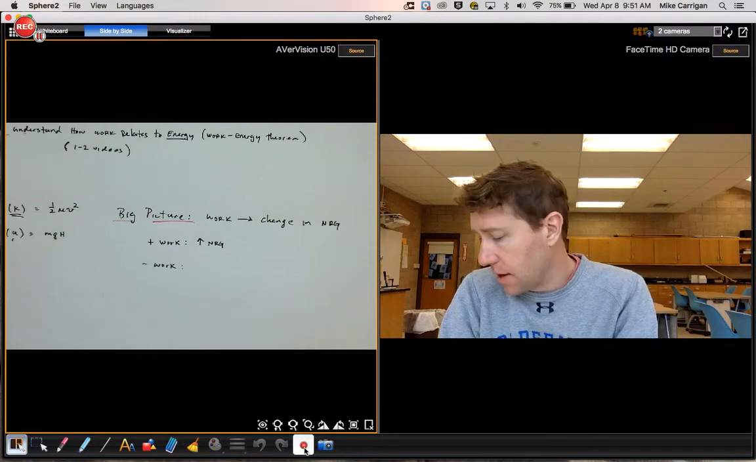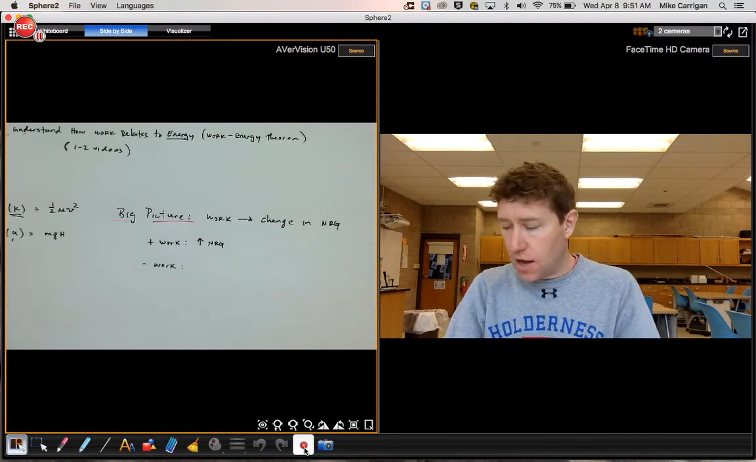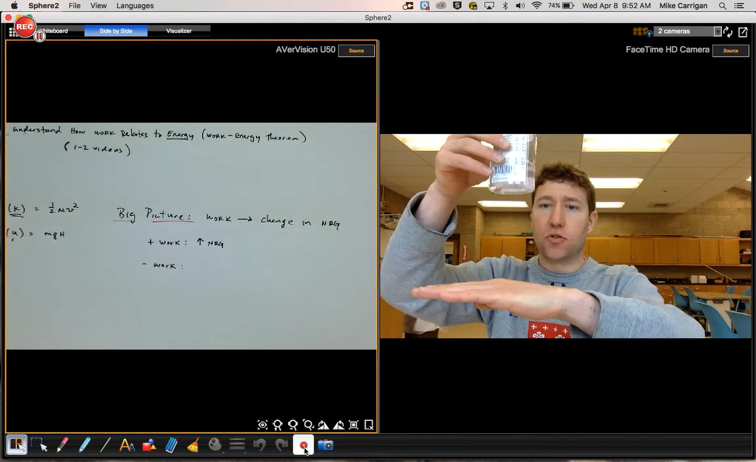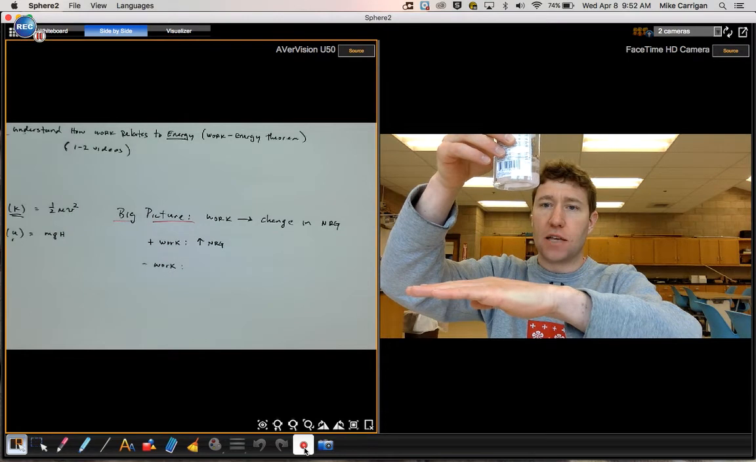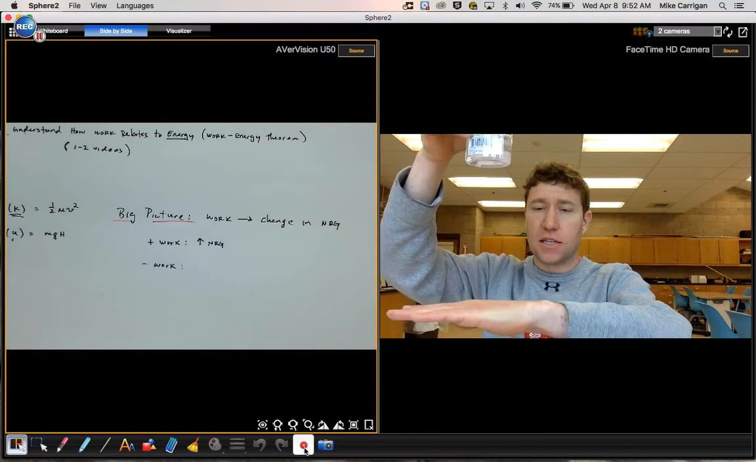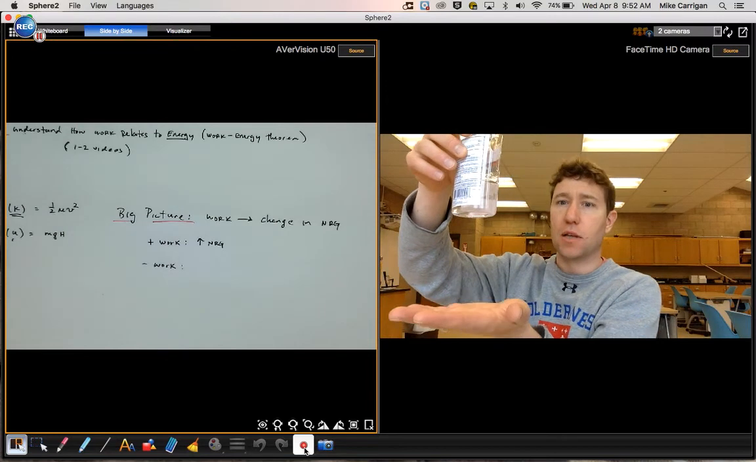To think about an example of that, I might, for instance, drop this bottle of hand sanitizer onto my hand. If I were to drop the bottle onto my hand, what is my hand going to do? Well, my hand is going to stop the bottle of hand sanitizer. So the hand sanitizer is going to have a certain amount of energy. Maybe if I drop it into my palm like this, it won't fall.